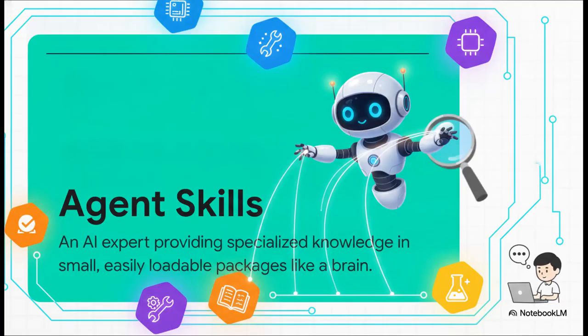To really wrap our heads around this, just think of an agent skill as your own on-demand AI expert. Instead of dealing with this massive generalized brain, you're actually giving your agent a tiny, highly specialized package of knowledge. Maybe it's a package strictly for API testing or one just for code review. So when a user specifically asks for a code review, your agent only loads up that exact expert package. Honestly, it is just brilliant resource management.